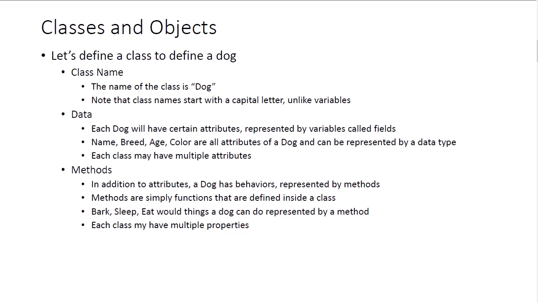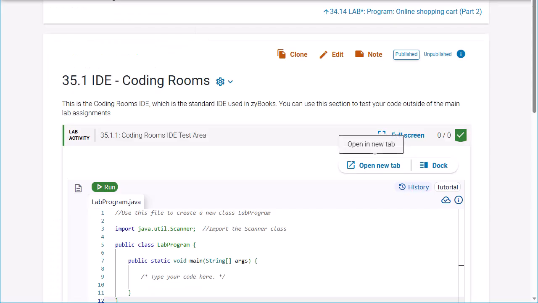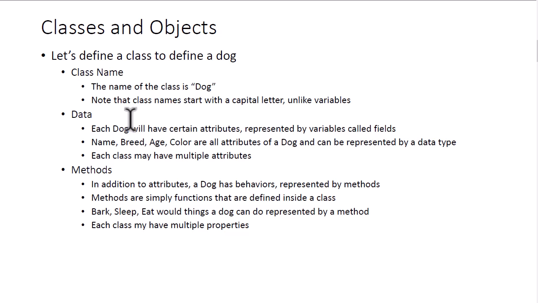Now, where have we seen a class before? Well, we've seen it here in our example program, our lab program, class LabProgram. So we are defining a class, and we're calling it LabProgram. We're going to create another class called Dog in a second. And the Dog class, again, starts with capital letters, unlike variables.